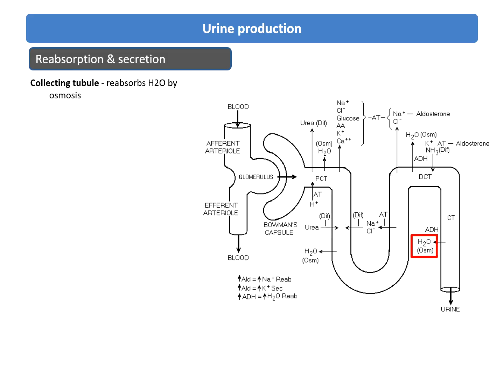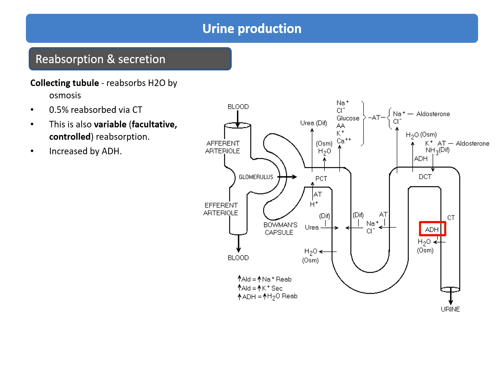The collecting tubule reabsorbs water by osmosis. Roughly 0.5% of the filtered water is reabsorbed. Nevertheless, even though it's a small amount, this is critical for regulation of water balance. This is also variable reabsorption, facultative or controlled. It's increased by ADH.